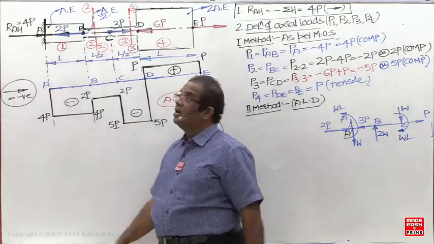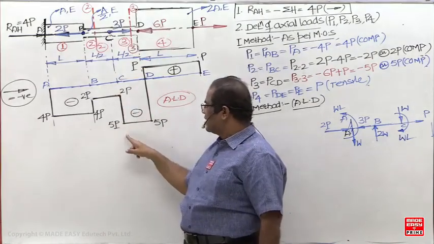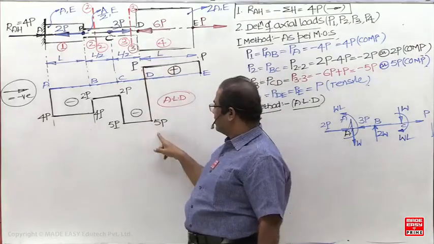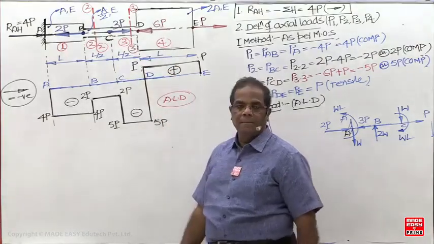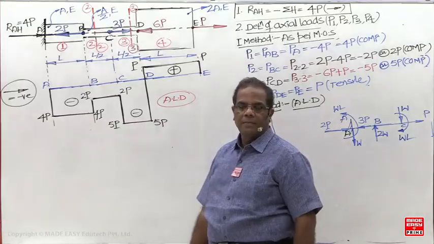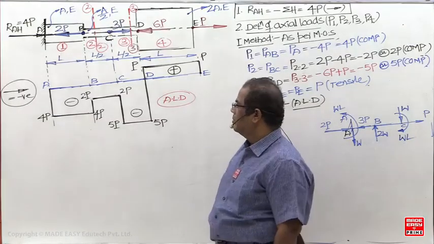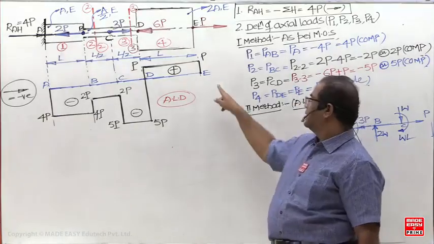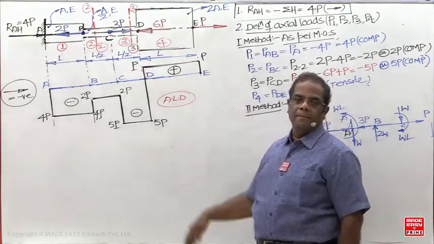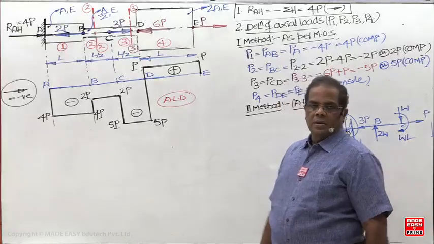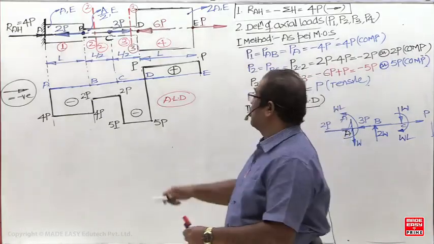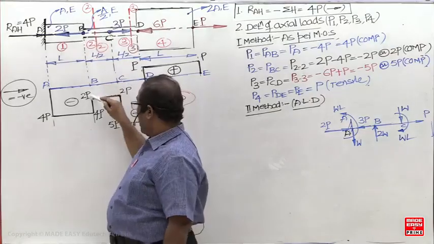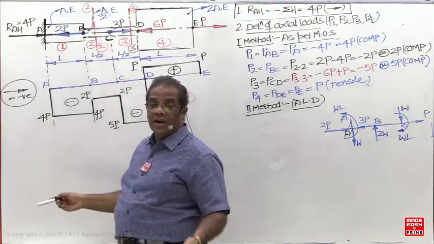What is the larger value? Minus 4P. So what is the axial load at C? What is the larger value? Minus 5P. What is the axial load at D? The larger of these values. What is the larger value? Minus 5P. Here 0 and P, the larger value is P. So whenever an axial load is applied at a junction, you are going to get 2 axial load values.